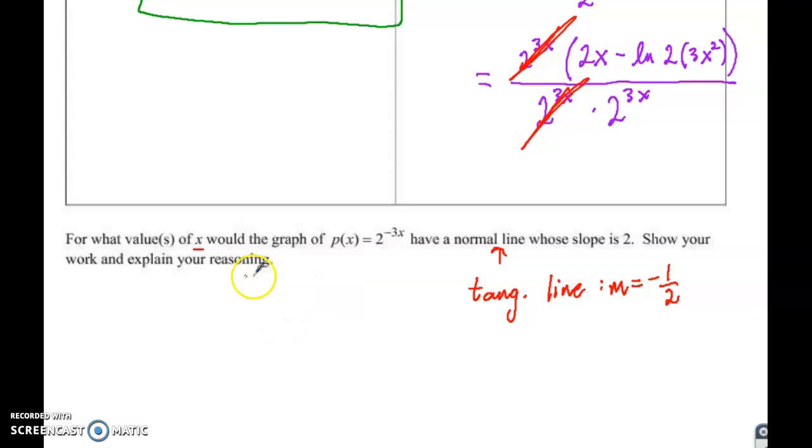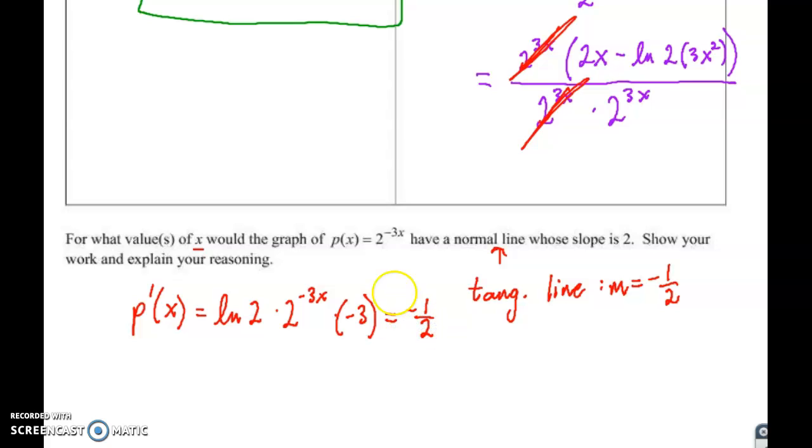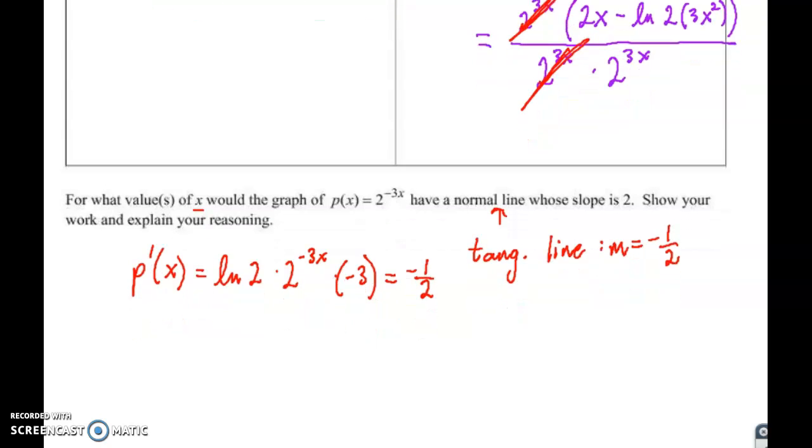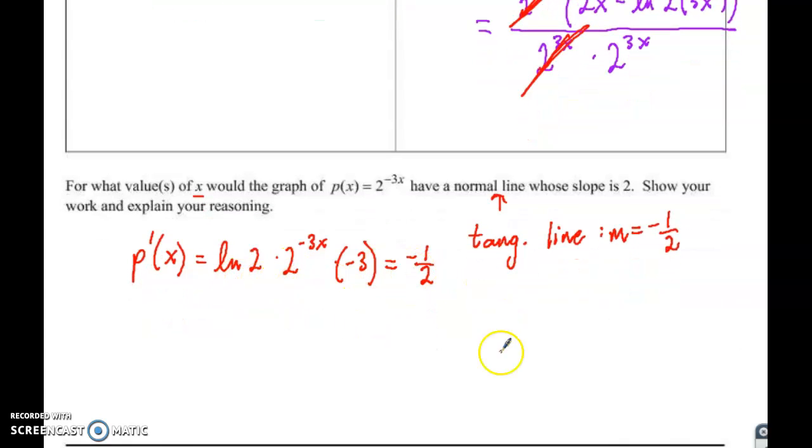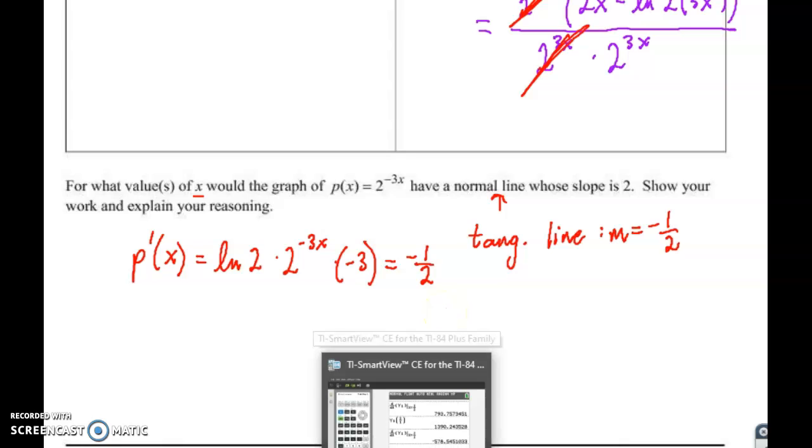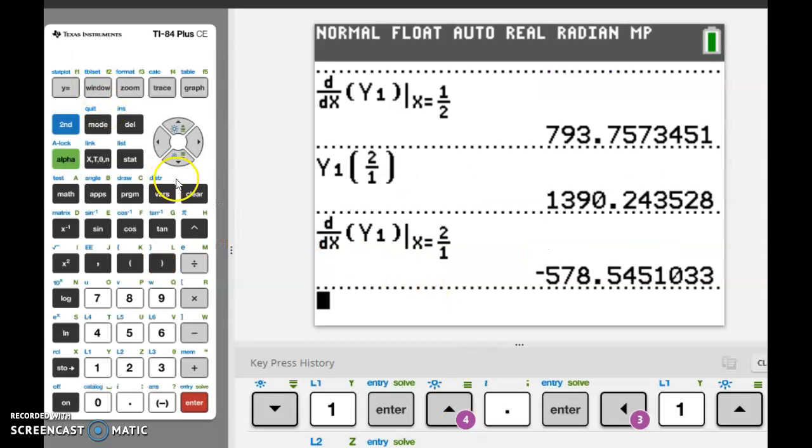So if you find the derivative of that, the derivative would be natural log of 2 times 2 to the negative 3x times negative 3, and that needs to equal negative 1/2 now. And at this point, I'd probably just go to my calculator and find out a value for that. Another trick with your calculator, because I've not shown you this before, is you can actually double check that your answer is correct.